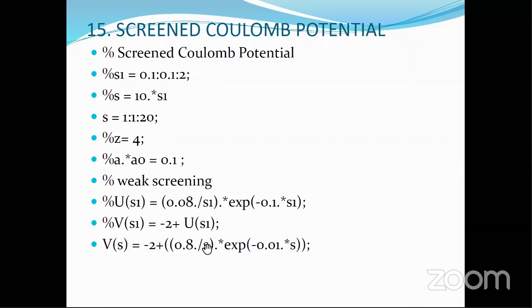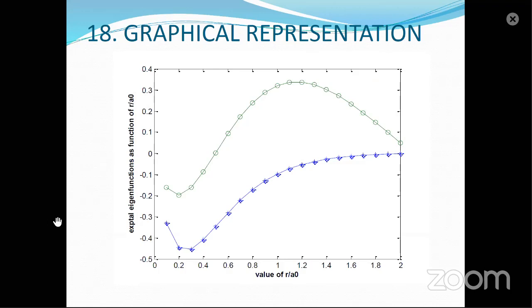So I believe I've been able to give a flavor of how to solve a time-independent Schrodinger equation with Coulomb potential and with screened Coulomb potential using Scilab, or any other user-friendly package like Matlab and so on. So thank you very much. I think I have taken extra time.